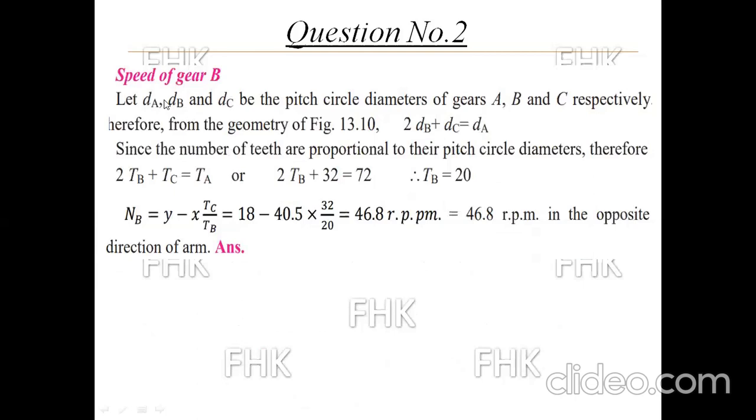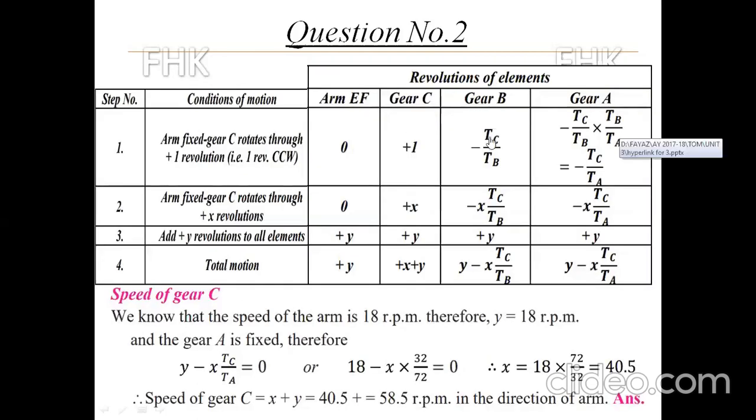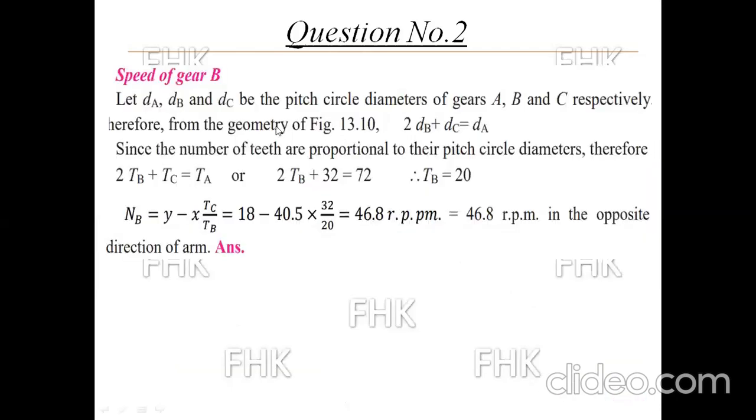The speed of gear B is equal to Y minus X TC by TB. That we have to find out. dA, dB and dC are the circle diameters of A, B and C respectively. So from this figure, I can write down 2 dB plus dC is equal to dA.